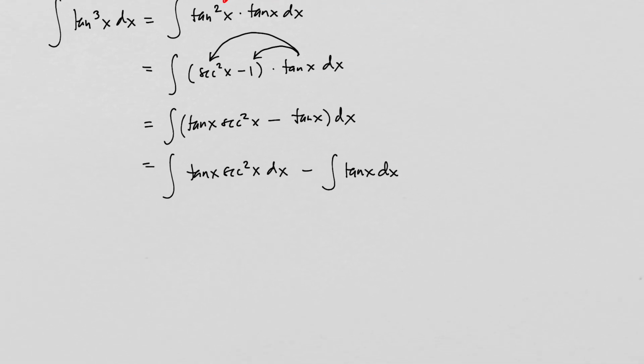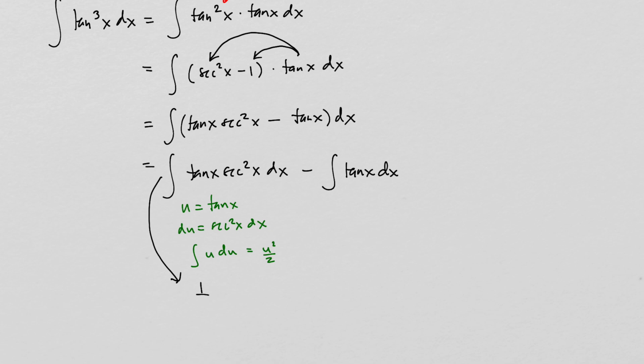For the first integral, I can let u equal tangent, and du will be secant squared of x. And that integral becomes the integral of u du, which we know is u squared divided by 2. But of course, u is tangent, and so this first integral becomes 1/2 tangent squared of x.